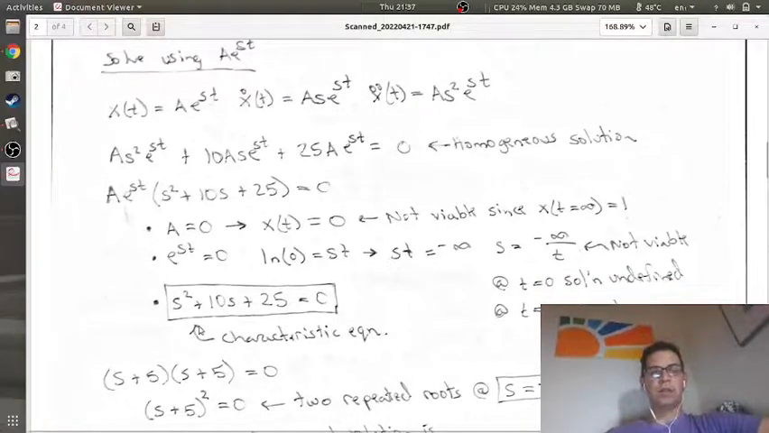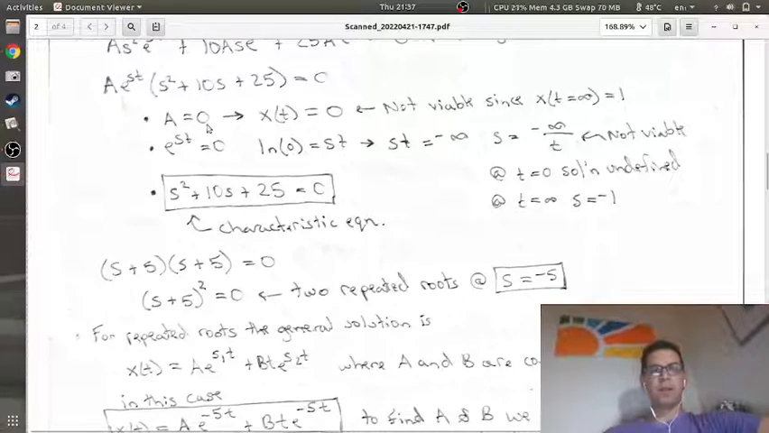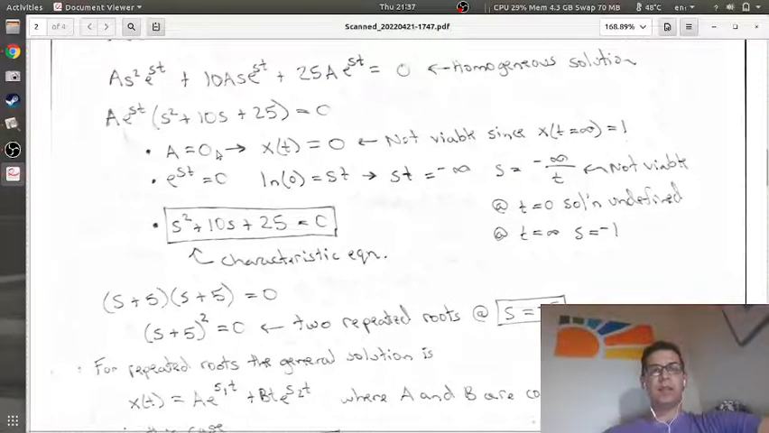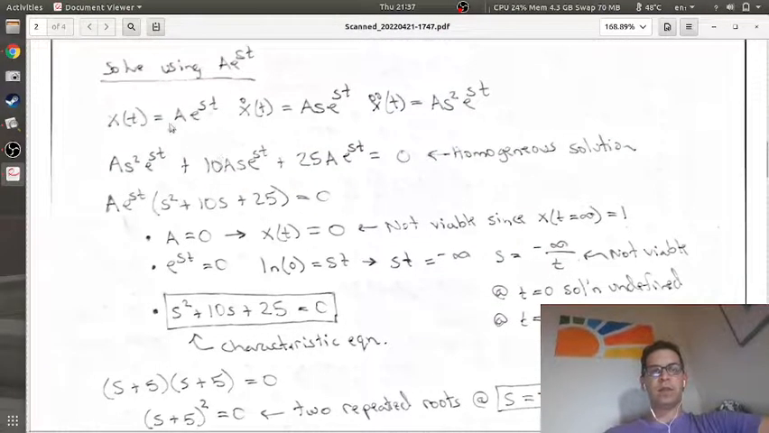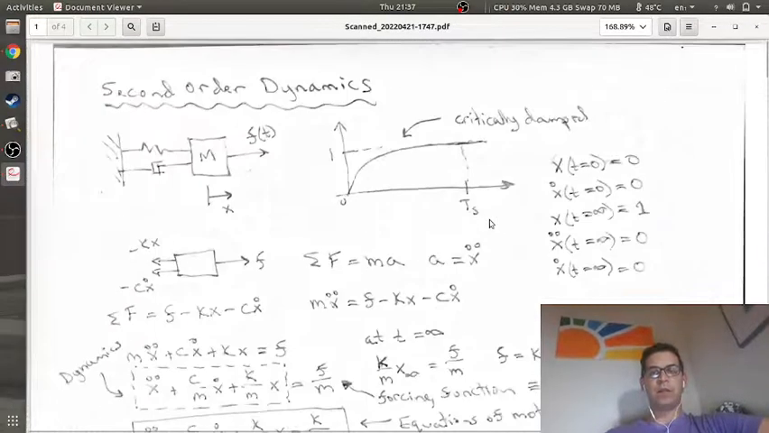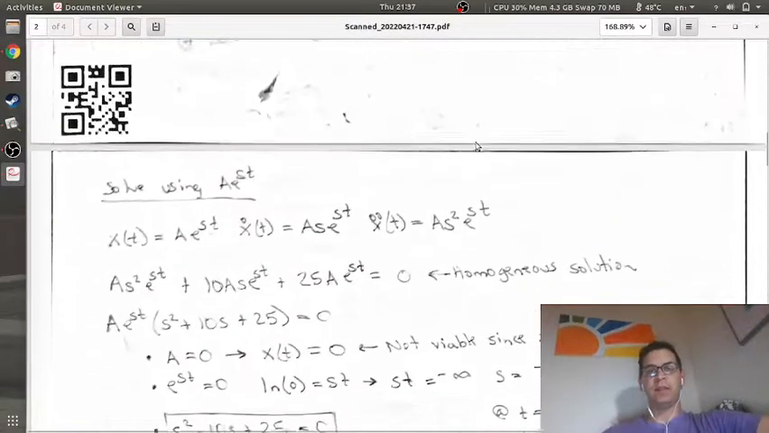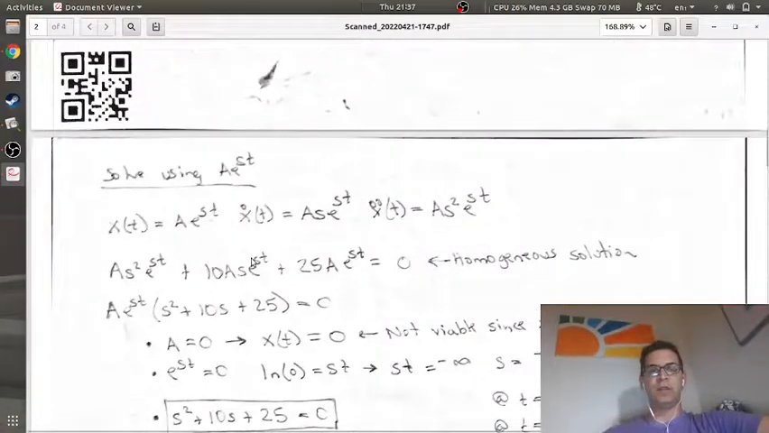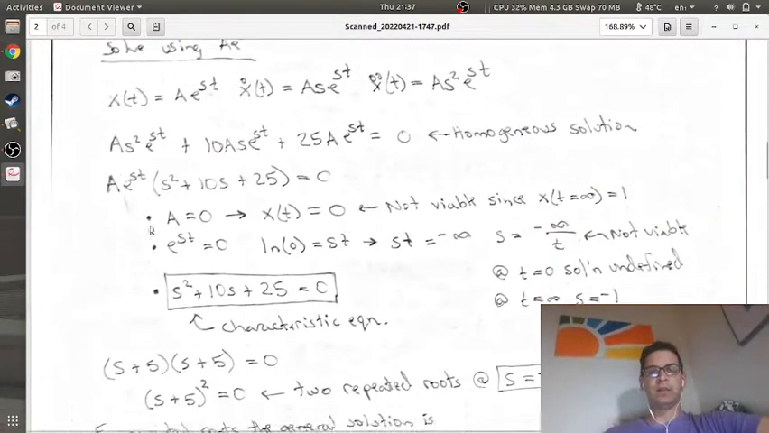You have 3 different solutions. Your first solution is that a equals 0. If a equals 0, and you plug that back into a e to the st, you get that x of t is 0. And unfortunately, that's not viable, because if we go back to our time series plot, x is 0 at the initial condition, but x is 1 at the steady state. So if you use a equals 0, that's not a viable solution.